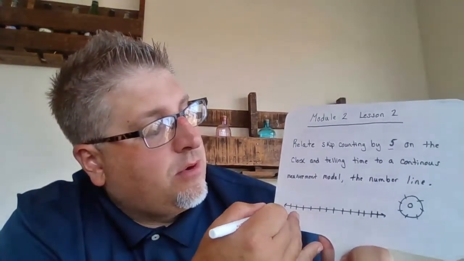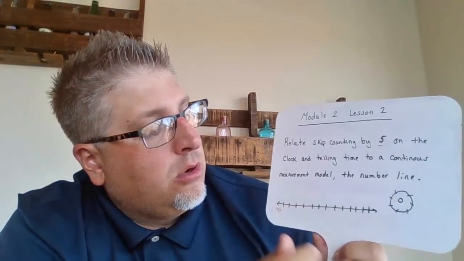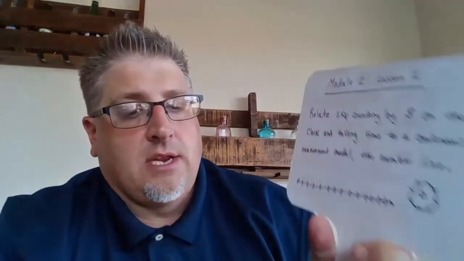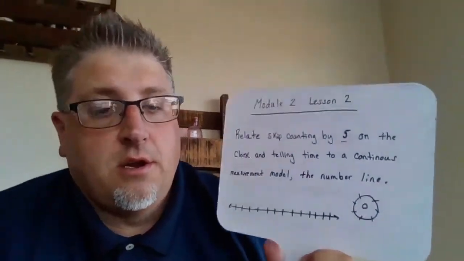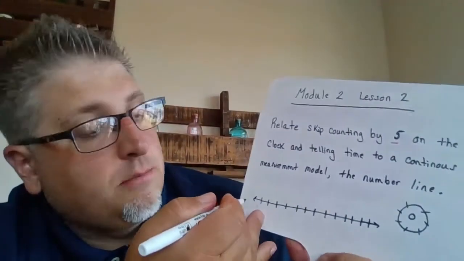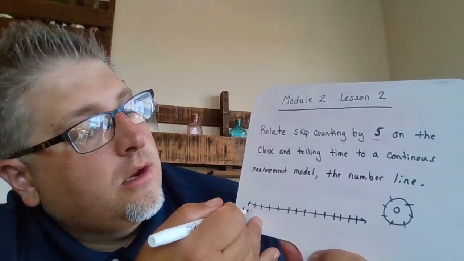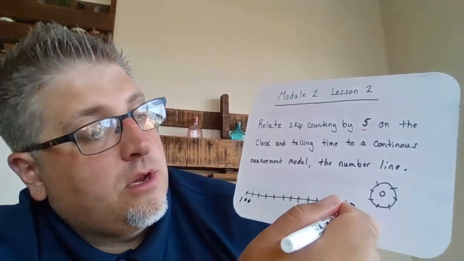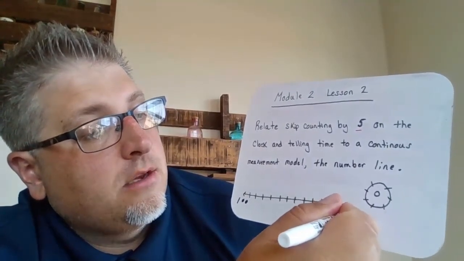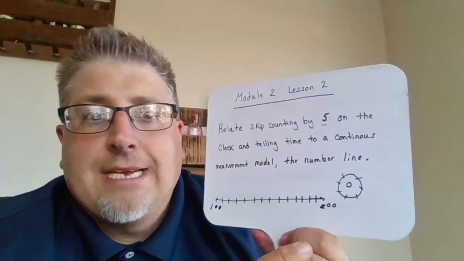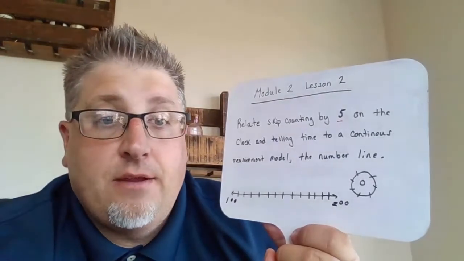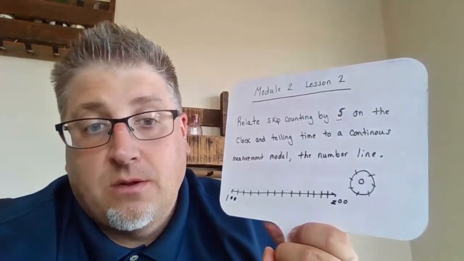So on the beginning of our number line, let me get a darker marker to use here. So here, let's put 1 o'clock there, okay? And down here, let's put 2 o'clock, okay? So we're plotting time from 1 o'clock to 2 o'clock. And these tick marks here represent 5 minutes, okay?